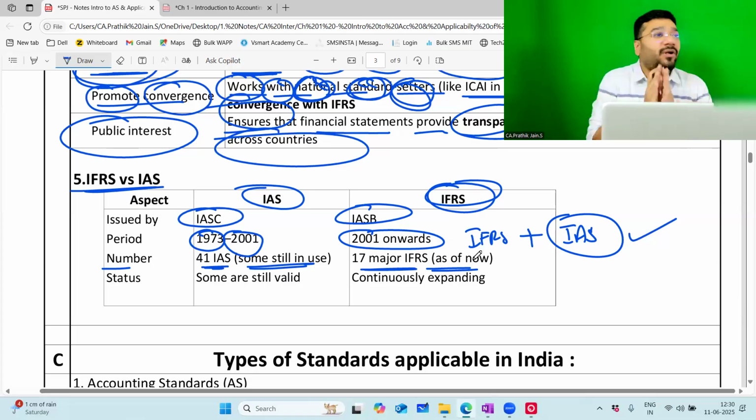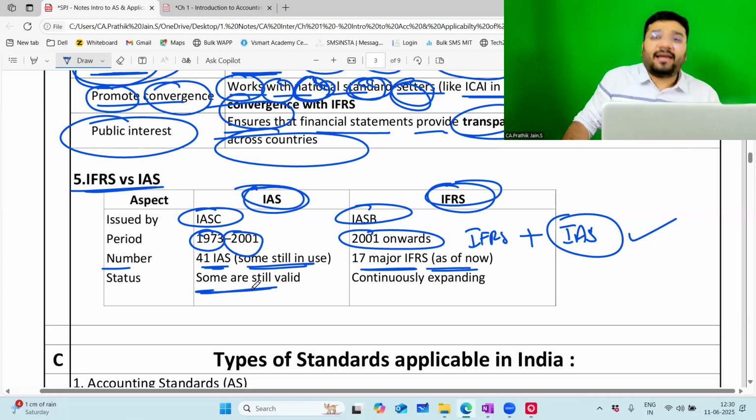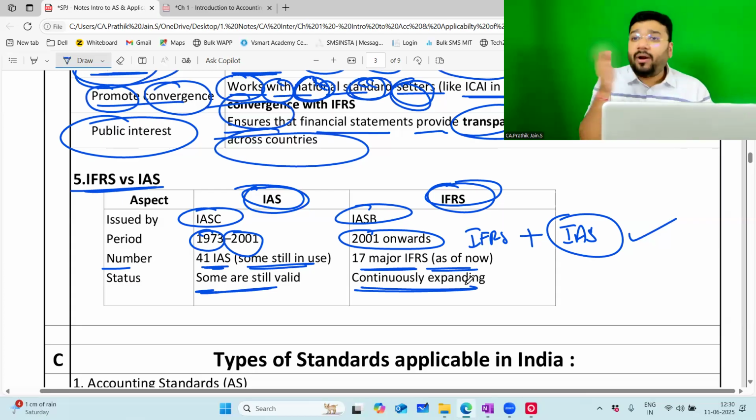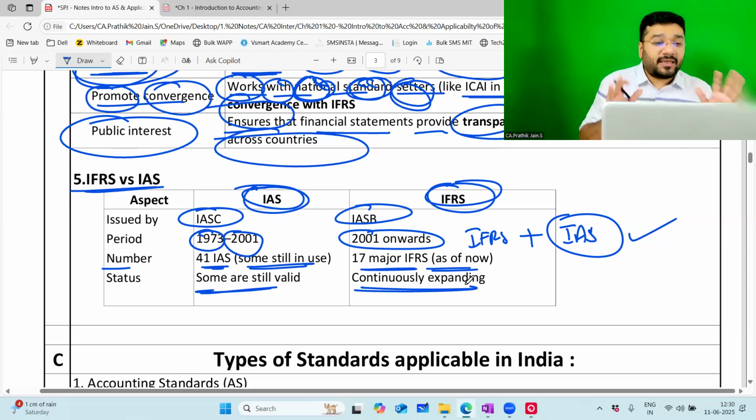Whatever we are studying now is not just from the exam point of view. Exam is relevant, no doubt, and this is important from the examination point of view. But above and beyond that, in practical life also you will come across this. Now, what is the status of IAS? Some are still valid and used along with IFRS. IFRS is continuously expanding. So far, 17 IFRS have come. We will keep expanding beyond that. The IASB team is working on how further IFRS needs to be implemented, so they are still working on it.